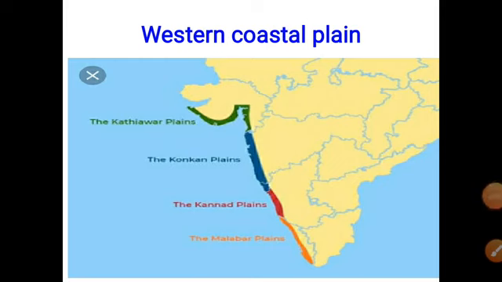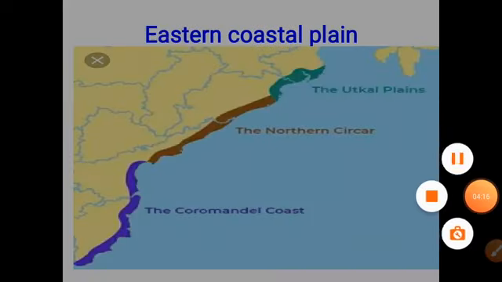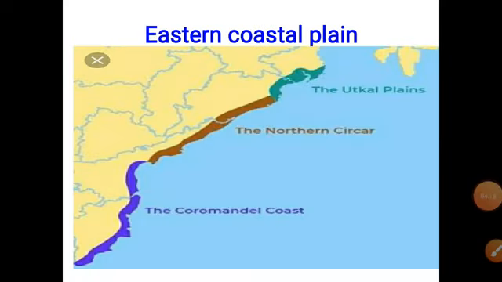The northern part is further divided into Kathiawar plain. In between Konkan coastal plain and Malabar coastal plain, Kannad or Kanara plain is located. In the eastern coastal plain, the northern part is called Northern Circars and the southern part is called Coromandel coast. The northern part is further divided into Utkal plain.